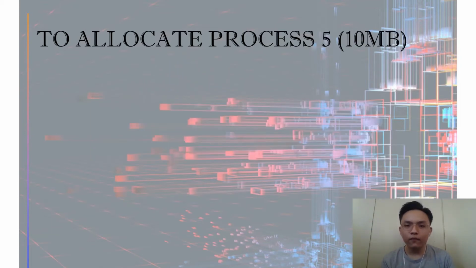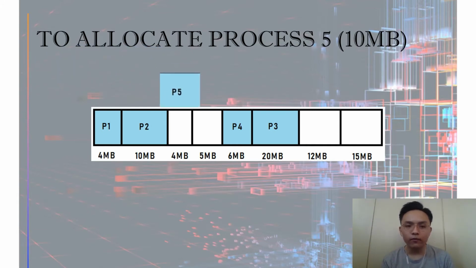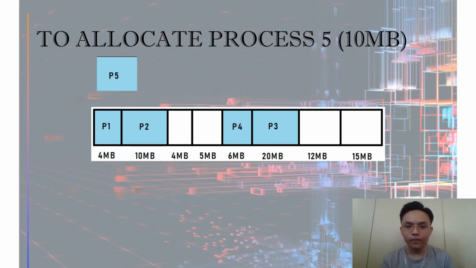Now the fifth process, which takes 10 MB. Is 4 MB greater than or equal to 10 MB? No. So it cannot be allocated to the first memory block. Second one, is 5 MB greater than or equal to 10 MB? The answer is no again. So it cannot.